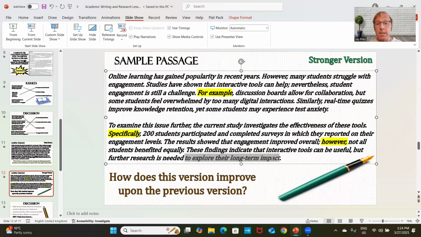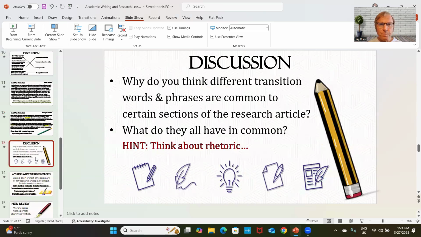So I like they're more specific here. Further research is needed for what? Well, to explore their long-term impact. So a much improved passage there.